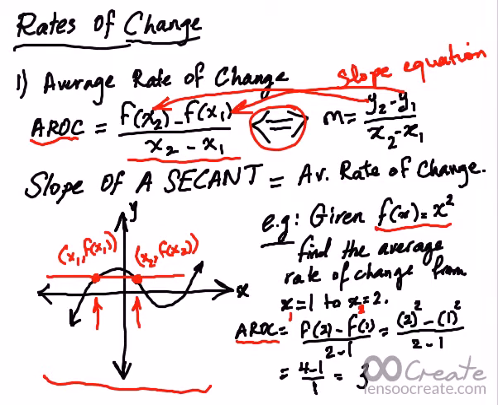The function f represents the square of any value. So whatever we have as an x value, we have to square it. That is the function. And in this case, since x is 2 in the first expression, f of 2, then we have 2 squared minus f of 1, so we have 1 squared, over x2 minus x1, which is 2 minus 1. Simplifying that expression, you get 4 minus 1 equals 3 as your average rate of change.